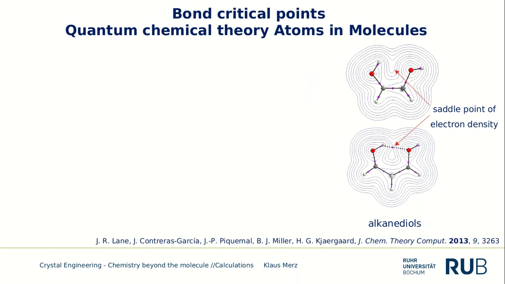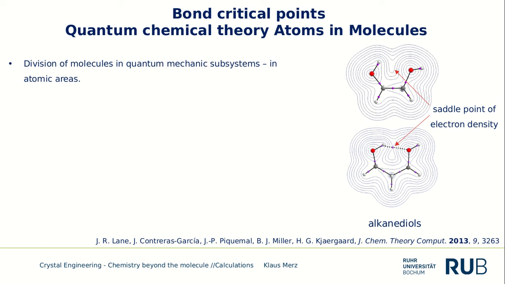Very nicely. I'm coming now to the last method I will present in this video about computational methods. Very often in the literature you will find interpretation of crystal structures using bond critical points. What is it? It is based on quantum chemical theory calculations. What we see here are two examples of alkyne diols. Two examples. And what's going on?